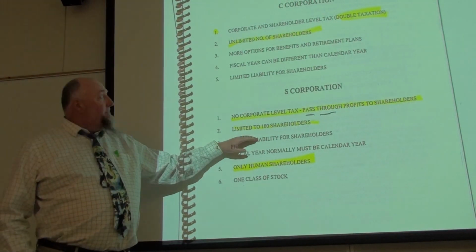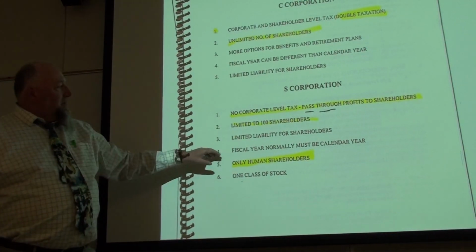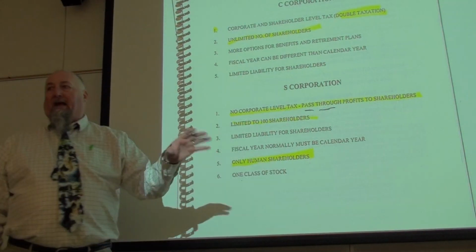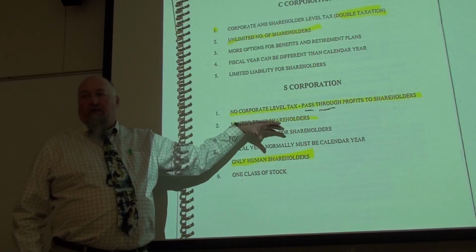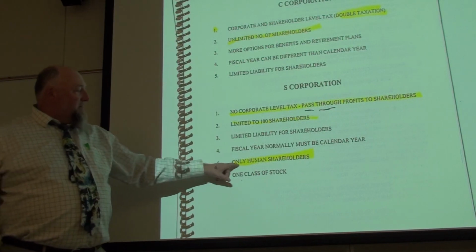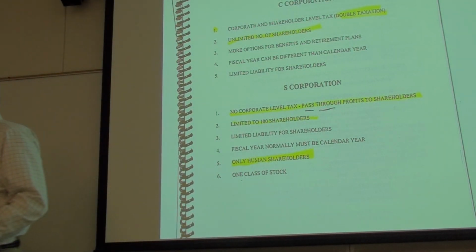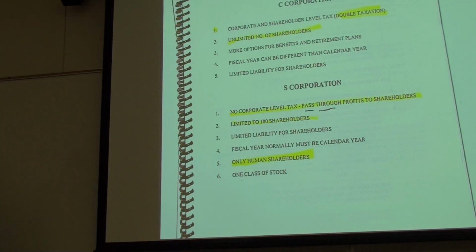You do have limited liability, like you do for the C corp. Typically a fiscal year must be the calendar year. Fiscal year is your accounting year. In a C corp, you can have it different than the calendar year. There are some exceptions to that, though. But here's the next one: only human shareholders, as opposed to a C corp that can have a non-human shareholder.